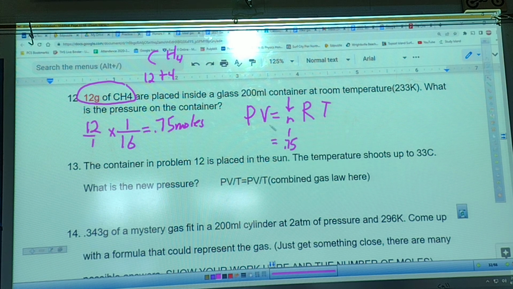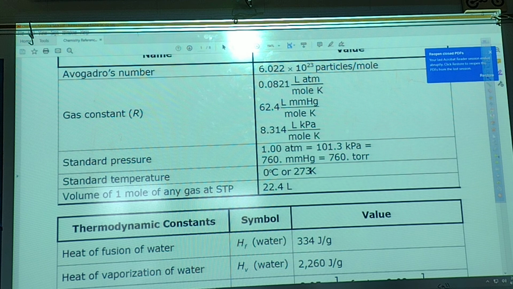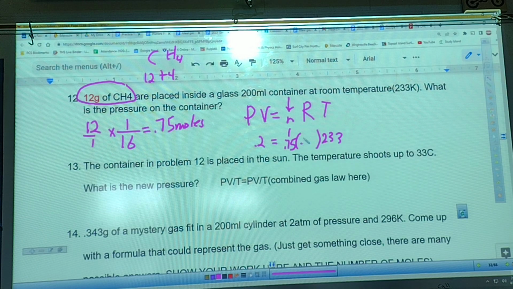And then you go ahead, 200 milliliters is 0.2 liters, 233. What is the pressure? When it doesn't tell us the pressure, we default to atmospheres. So since we're going to be doing atmospheres, you look up that the R for atmospheres is 0.0821. Then you can solve for P. And I'm not going to finish that one because I know you know how to do it.